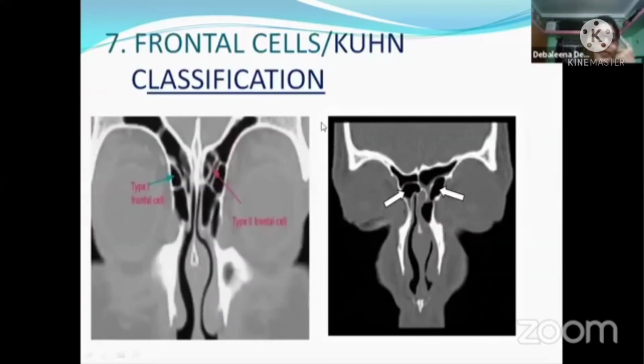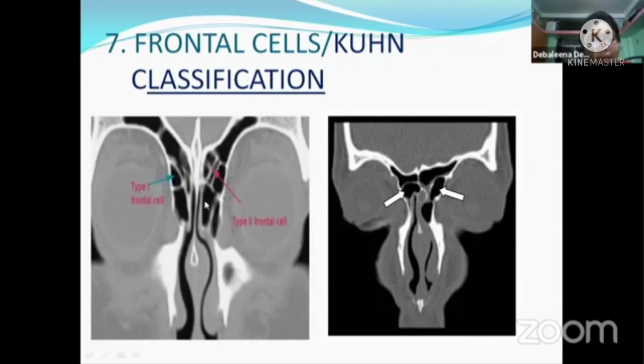So now what are frontal cells? Frontal cells are the pneumatization of the frontal recess area by the anterior ethmoidal cells. The frontal cells are further classified by Kuhn's classification. So we have 4 types of frontal cells according to Kuhn's classification. Type 1 is a single cell above the agger nasi. So this is the agger nasi. A single cell above the agger nasi is known as a type 1 frontal cell.